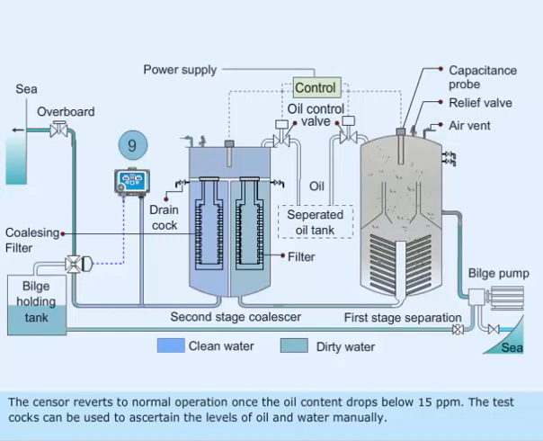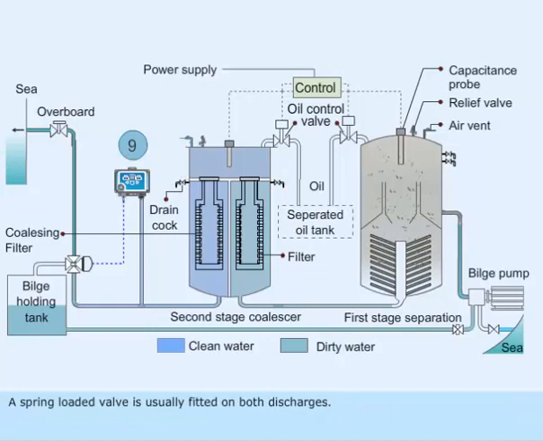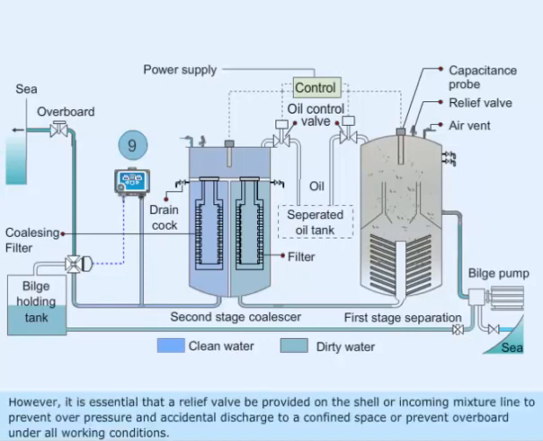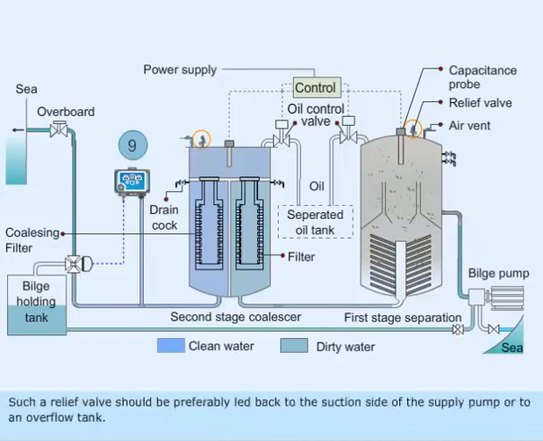The test cogs can be used to ascertain the levels of oil and water manually. A spring-loaded valve is usually fitted on both discharges. However, it is essential that a relief valve be provided on the shell or incoming mixture line to prevent overpressure and accidental discharge to a confined space or overboard under all working conditions. Such a relief valve should preferably be led back to the suction side of the supply pump or to an overflow tank.